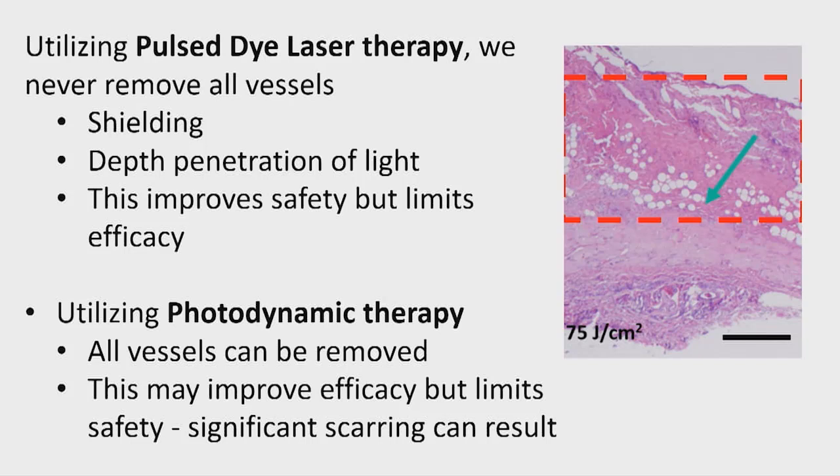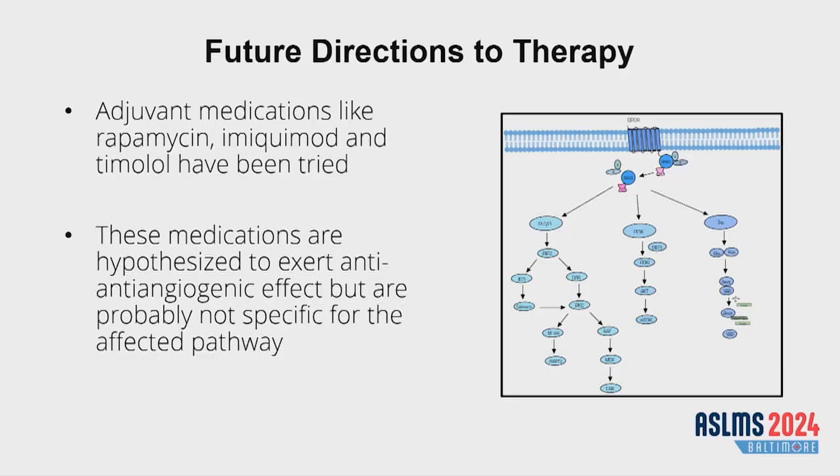Now, with our pulse dye laser, we never remove all the vessels. That's part of the reason, actually, that it's safe, right, is because we have vasculature that's going to prevent us from causing significant necrosis and scarring. But it also means that we're never going to get all of those mutant endothelial cells, most likely, with our current way of doing it. With photodynamic therapy, we can wipe out all the vessels, but of course, if you wipe out all the vessels, then you get necrosis and scarring. So neither of those are going to be ideal.